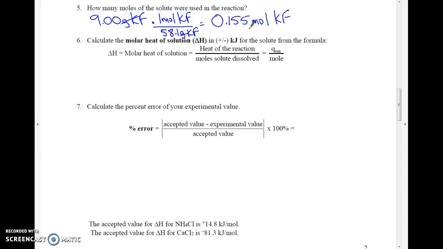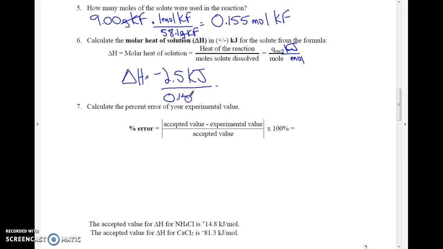Now, if we're talking about molar heat of solution, it is the heat of the reaction, which was measured in kilojoules, and it's going to be divided by the moles of solute that were dissolved. So for delta H, the heat of the reaction for us was negative 2.5 kilojoules, which should make sense. We said delta H is always from the point of view of the chemicals. So the chemicals have a negative delta H. They release that heat, and that is why we saw the surroundings go up in temperature, and that's what we say happens with an exothermic reaction.